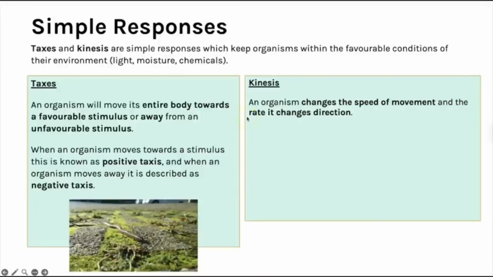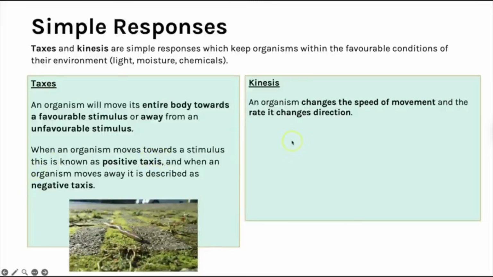Next then, the other simple responses are taxis and kinesis, which keep organisms within the favourable conditions of their environment, for example, light intensity, moisture levels and chemicals. Taxis, this is when an organism will move its entire body towards a favourable stimulus or away from an unfavourable stimulus. So this is directional. When an organism moves towards a stimulus, this is known as positive taxis, and when it moves away, it's negative taxis.